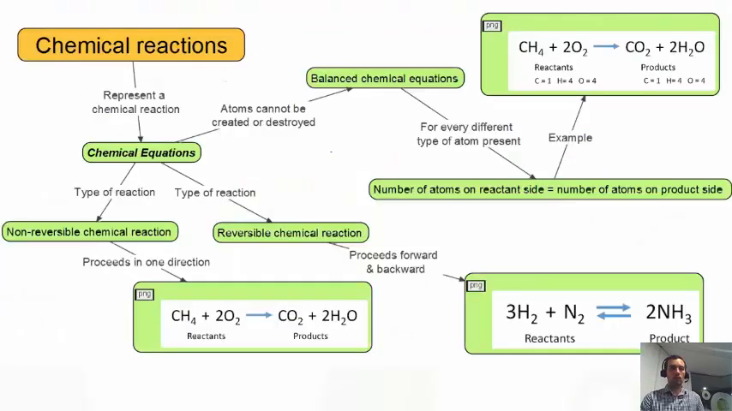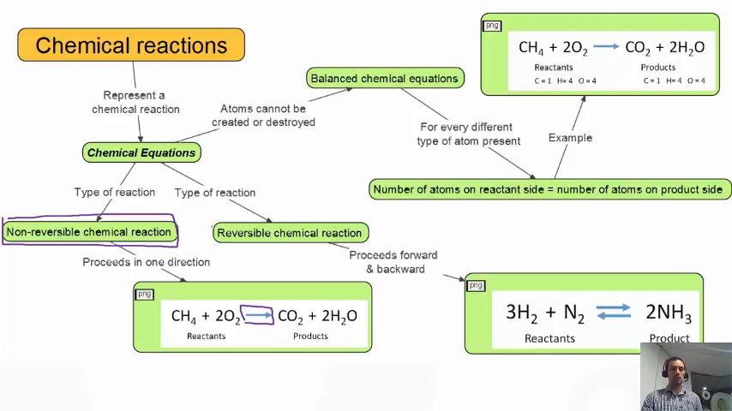Alright, so just a little bit of a flow chart here about chemical equations. What we're looking at today is non-reversible chemical equations, where we're summarizing a non-reversible chemical reaction, and that means the arrow only goes in one direction. So you go from reactants to products, and that's the only direction you can go. Left to right, traditionally, is how it's written.